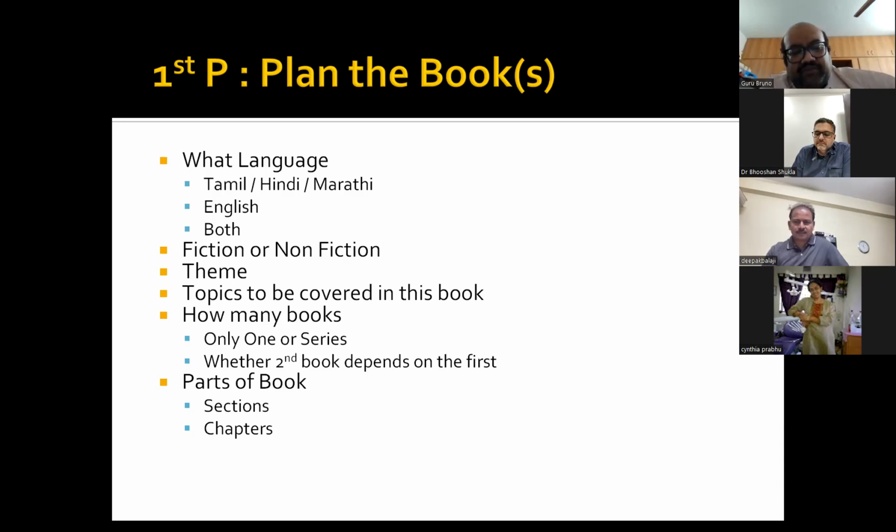Then you have to plan what topics you are going to talk about. Whatever your title of the book, you can write 50 pages or 5,000 pages. You need to decide what topics you are going to cover. And then how many books are you going to write? Are you going to write only one book, or a series of books of which this will be one? If you are going to write a series, whether the second book depends upon the first. If so, how to plan the first, and then come to the parts of this book, sections and chapters. Essentially, all these things are called planning for the book.